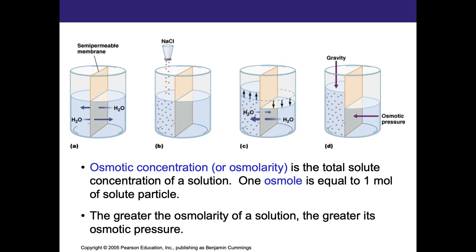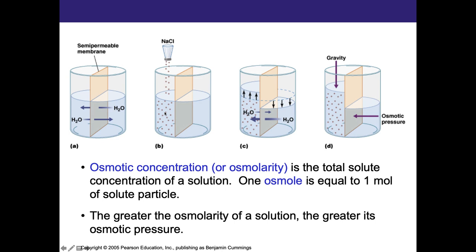1 molar solution of sodium chloride is going to be 2 osmoles in solution, and that is assuming that all of the sodium and chloride dissociate from each other. For our purposes, hypothetically, we're going to say that they completely dissociate into 2 osmoles. The greater the osmolarity of a solution, the greater the osmotic pressure.